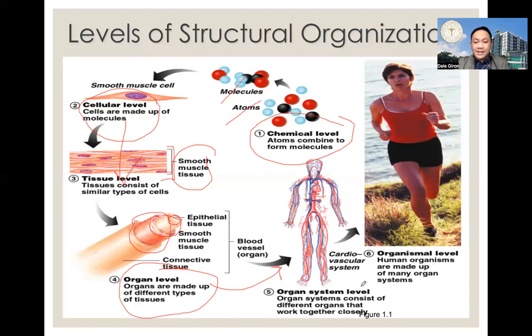Okay. And lastly, the organismal level. The human organism is made up of so many organ systems, and this makes up the human body. Okay, so those are the levels of structural organization.